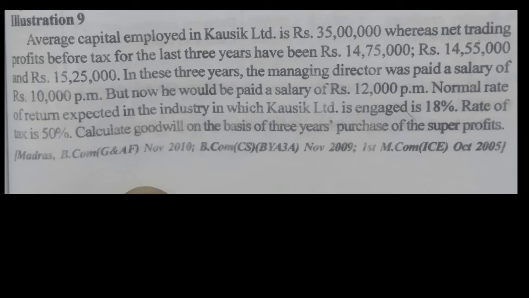But now he would be paid a salary of 12,000 per month. Okay, there's an increase in salary. The normal rate of return expected for the industry in which Kaushik Limited is engaged is 18%. Then the rate of tax is 50%. Calculate the goodwill on the basis of 3 years purchase of super profit. Okay, let us know the answer now.